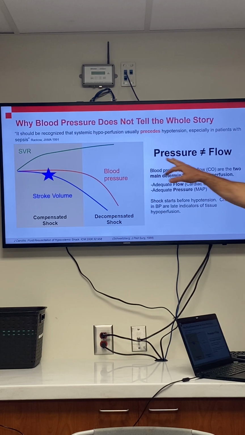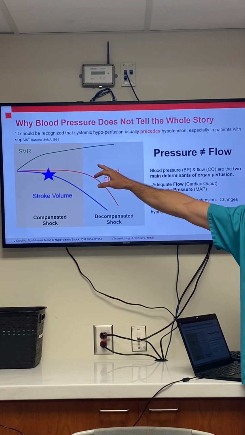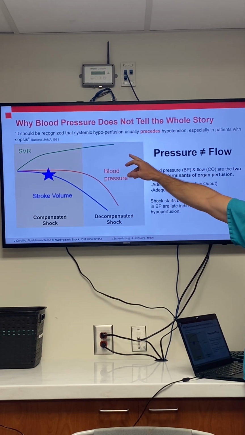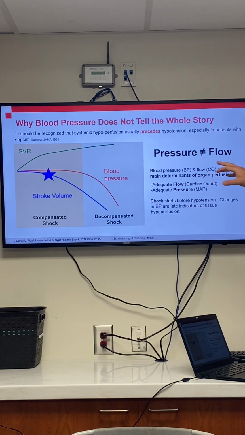I don't know if you guys are familiar with the Journal of the American Medical Association. A lot of good information there. This is from '91, and I really like this quote because it says, it should be recognized that systemic hyperperfusion usually precedes hypotension, especially in patients with sepsis. I think that's really appropriate for the MICU especially. Hypotension is not shock, right? That's a symptom. Shock is we're not getting enough oxygen to the cells.